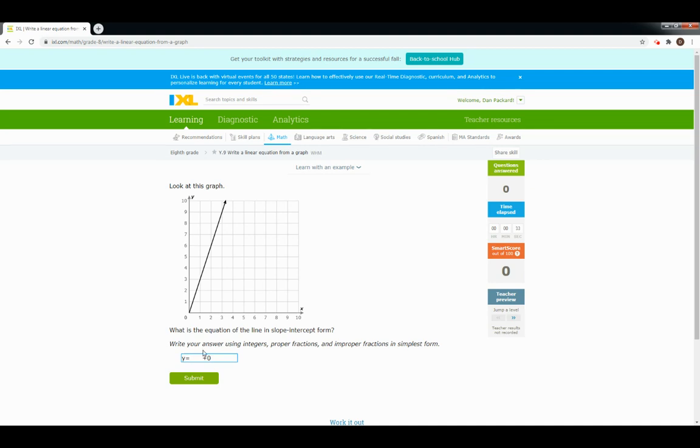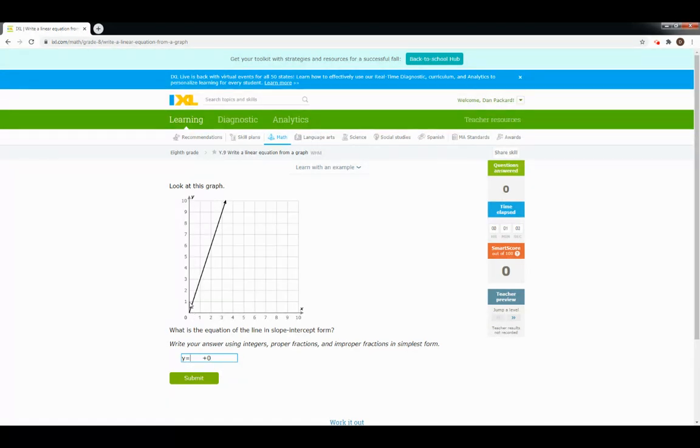Now we have to find the slope. So we're going to go from the y-intercept, and we're going to count up and over to where the line intersects the grid again. Like here's an intersection, here's an intersection, that's an intersection. So we're going to trace the line and stop where it intersects. It intersects right there.